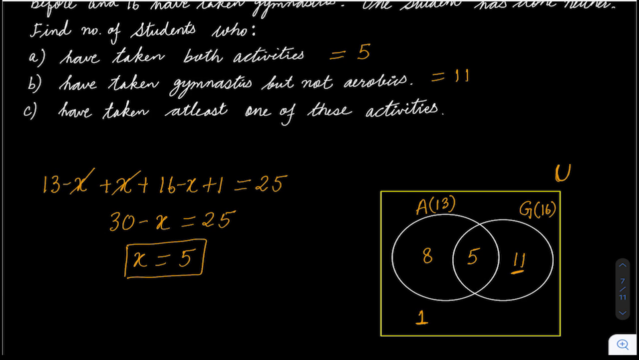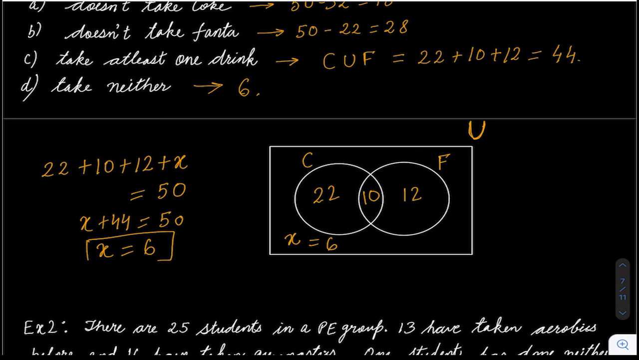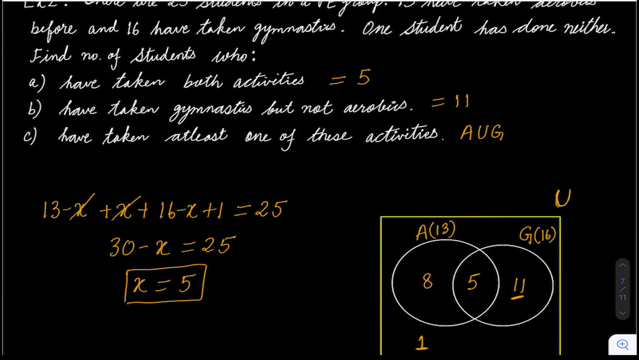Have taken at least one of these activities. Now just remember this, at least one of these activities basically means you have to find A union G, that is aerobics union gymnastics. This is the language that they will be using. We have seen a similar thing in the last question also: have taken at least one drink. That basically means union. So what is my A union G? That is 8 plus 5 plus 11, that is 24. So this is my answer.